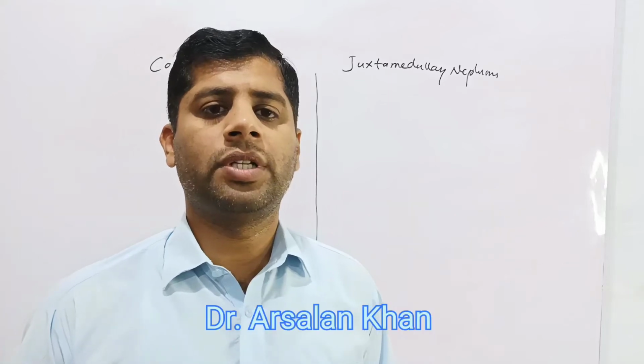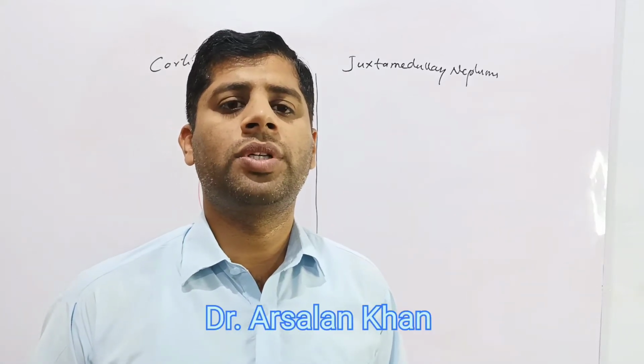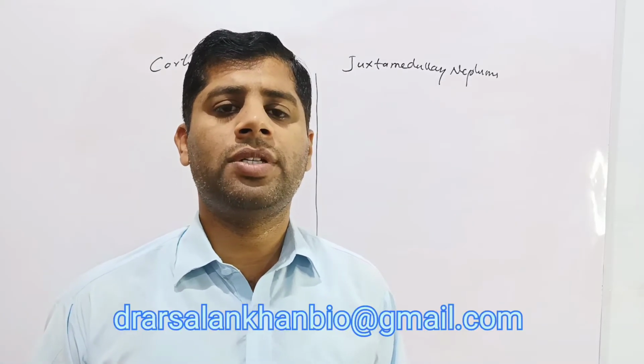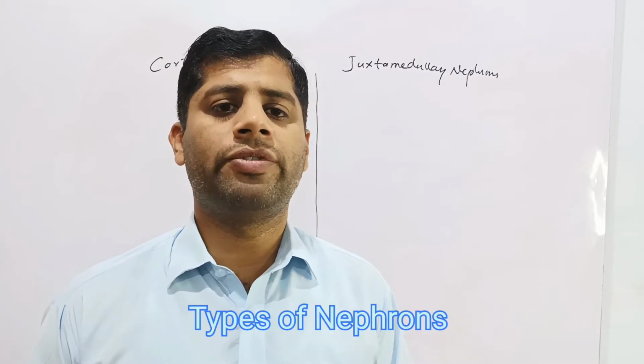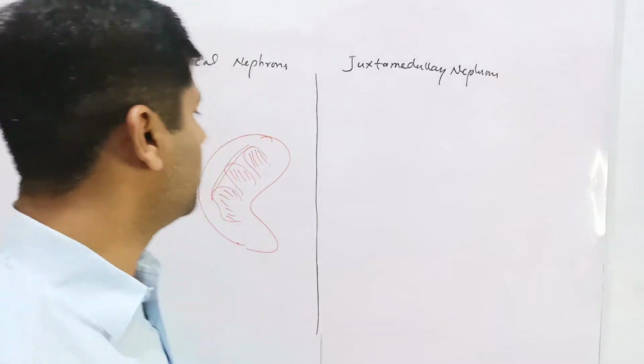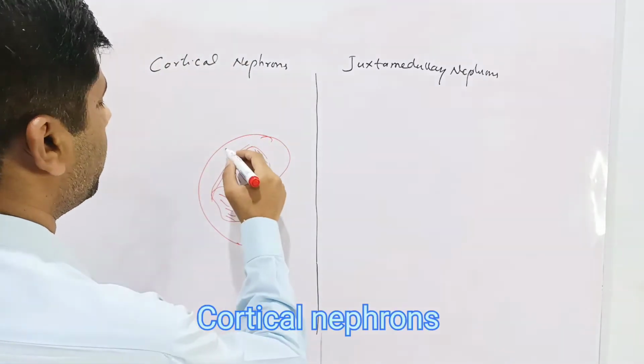Hi, I am Dr. Arsalan and today we are going to study the difference between cortical nephrons and juxtamedullary nephrons. These are basically two kinds of nephrons. The cortical nephrons lie in the cortex of kidneys.